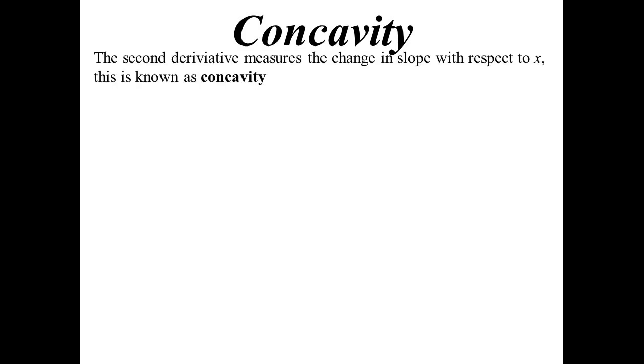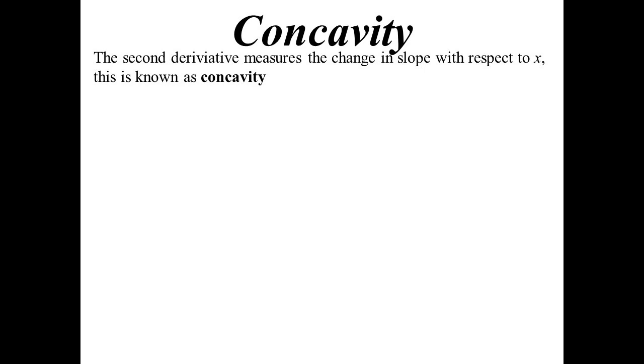First of all, we're going to talk a bit about what we call concavity. We know the derivative measures a rate of change in something. So the first derivative measured the rate of change of the y with respect to x, and we called that a slope. Now the second derivative is when we differentiated the first derivative. So in other words, we're finding the rate of change of the first derivative.